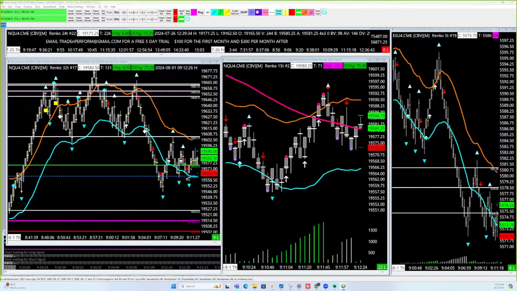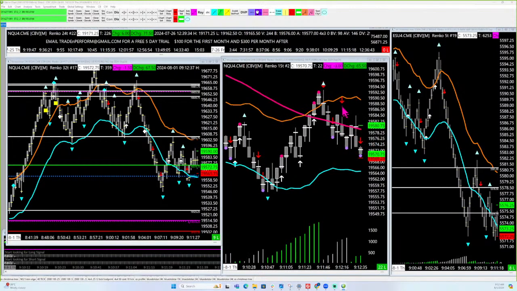Hovering right above prior day's high. So see how you're getting the arrows up here? Now it's getting stuck. All right, so you would use this red arrow down for the continuation lower with the 1 bar stop. So if you're following the process, right?